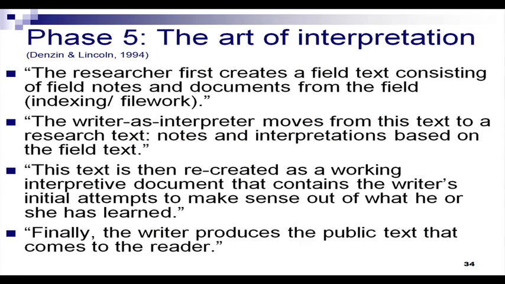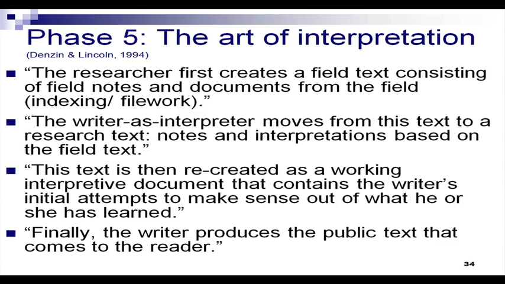Then the writer as interpreter moves from this text to a research text, notes and interpretations based on the field text. So we have got our field text, we've got our index, we have decided what we want to study. Then we start making notes. We revisit what we have filtered out and we start making notes based on what we see emerging out of this filtered information that is in front of us.